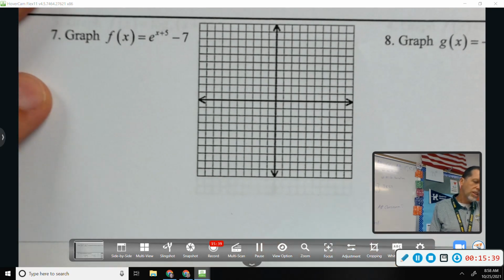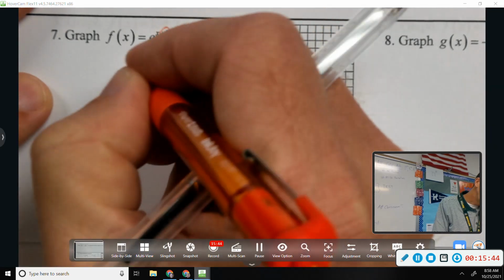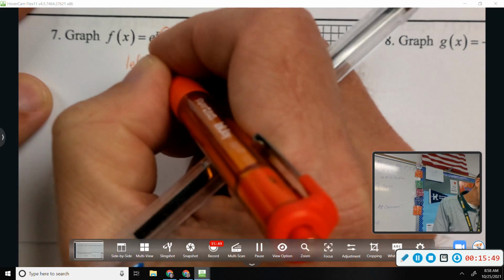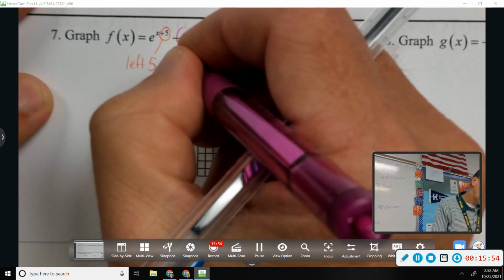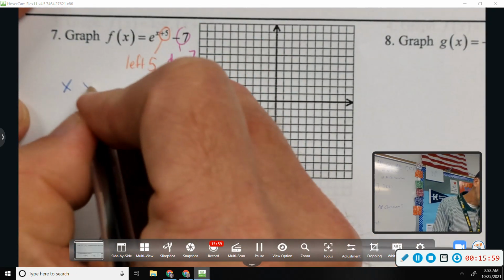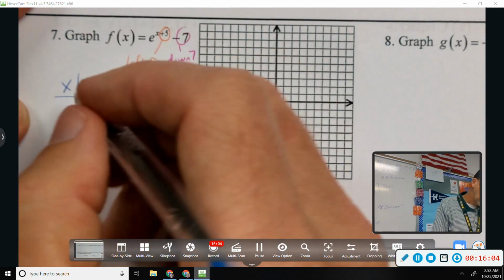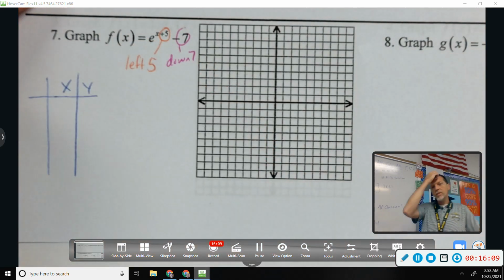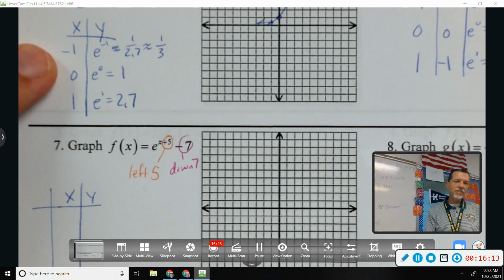Number 7. What's the +5 going to do? It's going to move it to the left. Left 5. Down 7. It might be easier to plot points, or you can take your original points from up here and move them left 5 and down 7, you can do that.